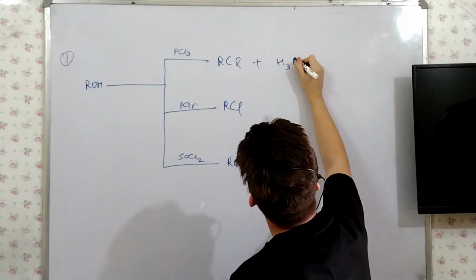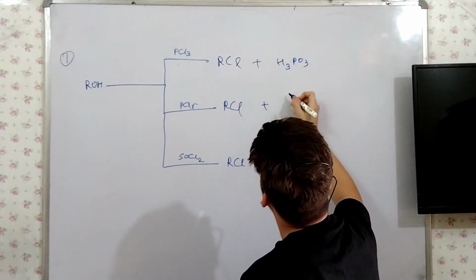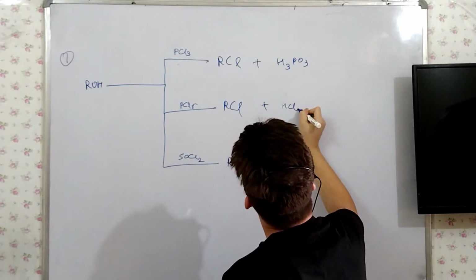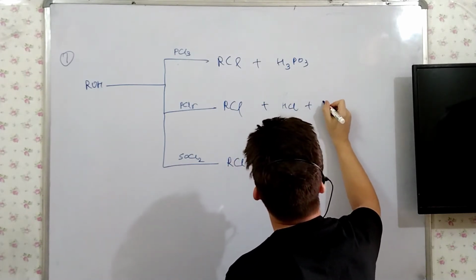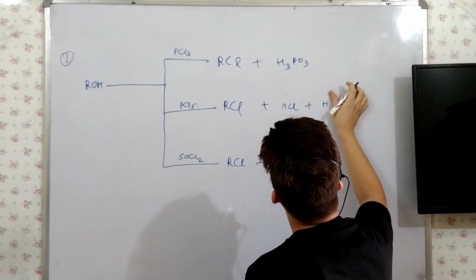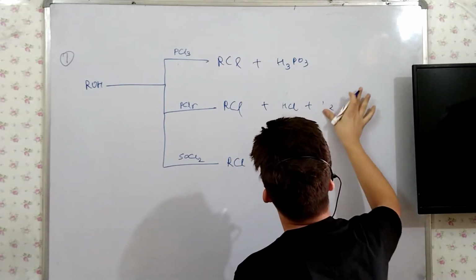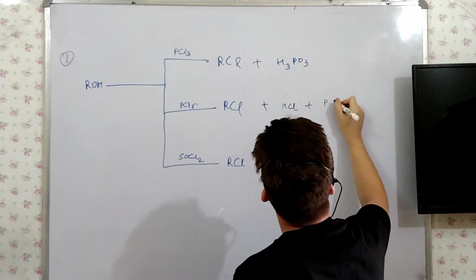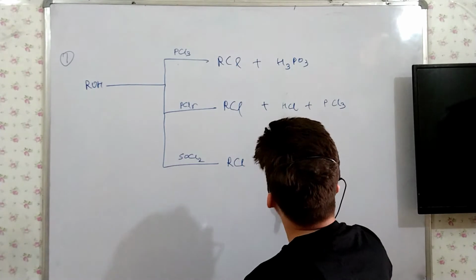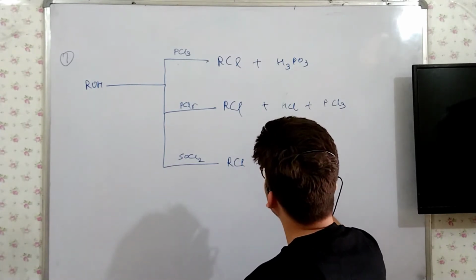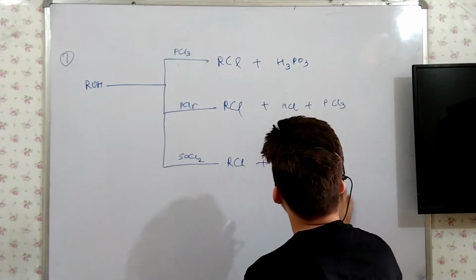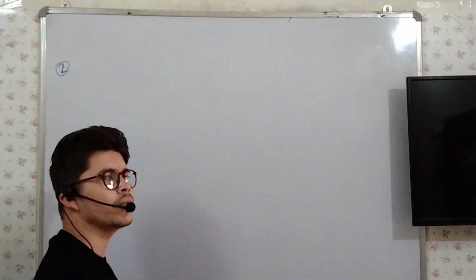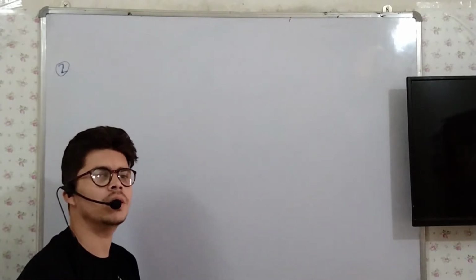So the byproduct, H3PO3 will be found here, plus HCl. With PCl5 and with SOCl2 we will get SO2 plus HCl. So these are the byproducts we will get. So we have seen the first point of our consideration.